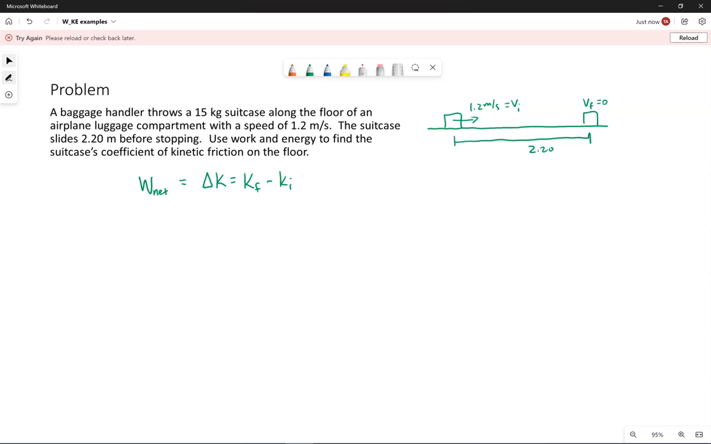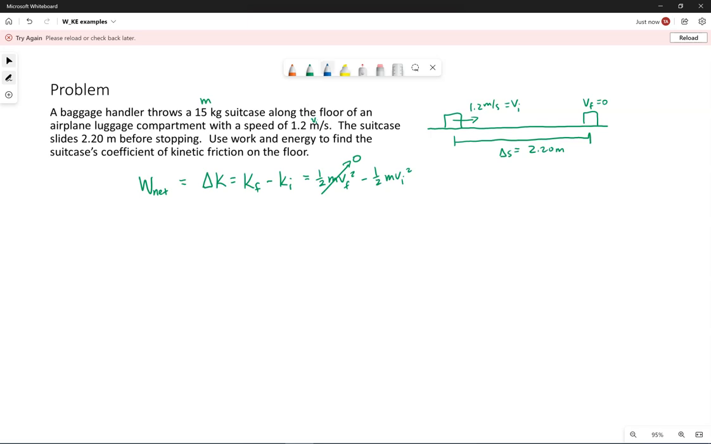So final kinetic energy, 1/2 mv final squared. Initial kinetic energy, 1/2 mv initial squared. We know the mass of this suitcase is 15 kilograms. We know v initial is this 1.2 meters per second. We know v final is 0. It's coming to rest, so there is no final kinetic energy. And then the total distance it slides is 2.2 meters.